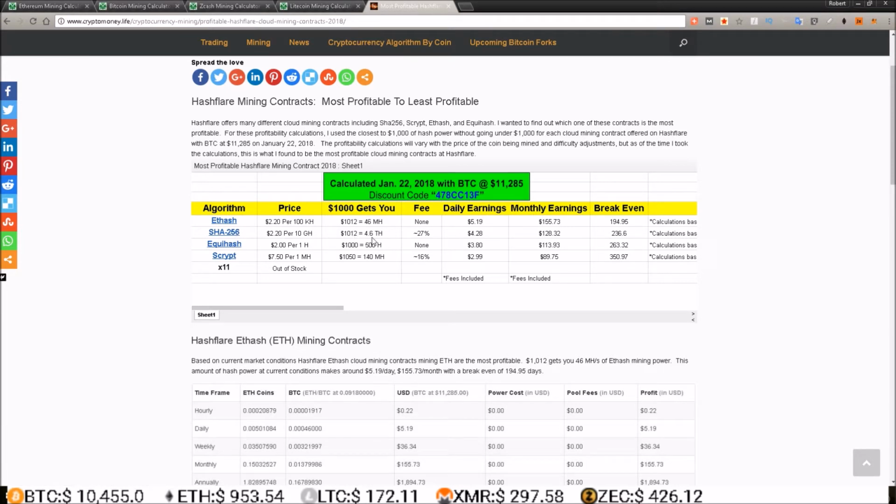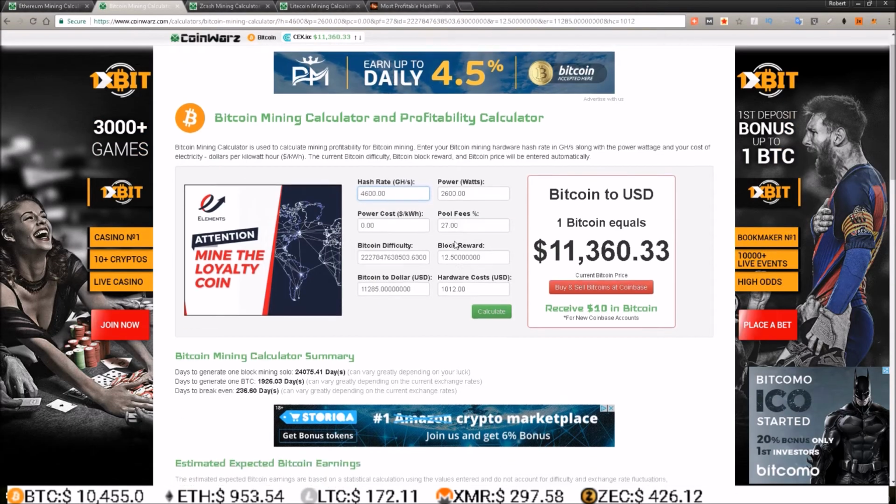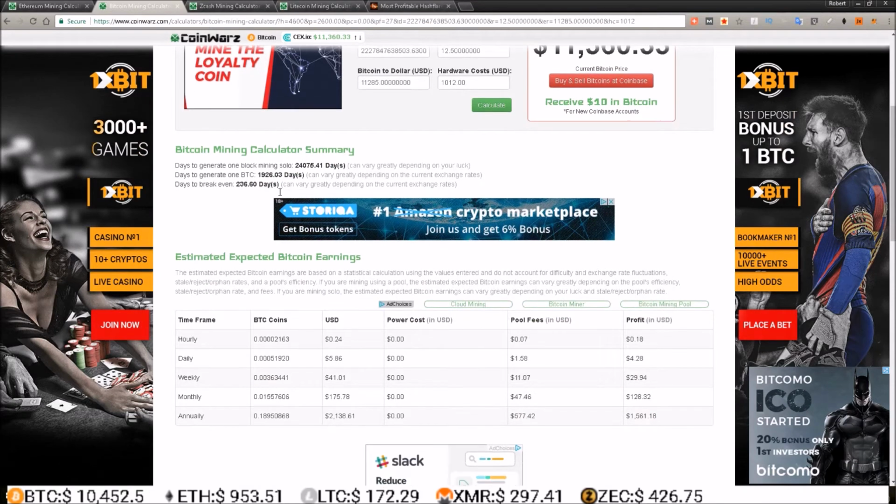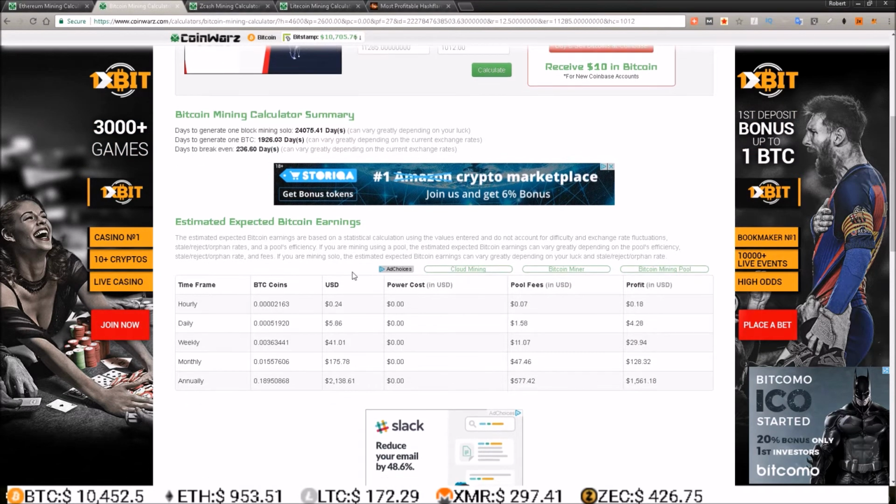The second most profitable contract is the SHA-256 contract on Hashflare. $1,012 gets you 4.6 terahash. And this one does have a high mining fee of around 27%. So these contracts have a break even of 236.6 days. And they make $4.28 daily, $29.94 weekly, $128.32 monthly, and $1,561.18 yearly, all after fees.